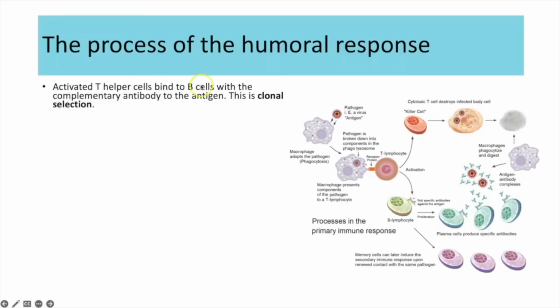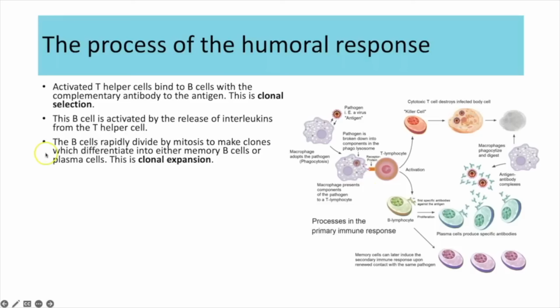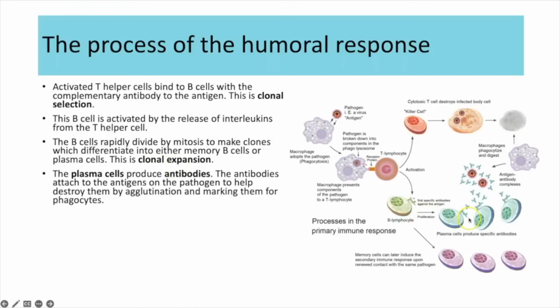So once the B cells have been selected correctly for clonal selection, that B cell is then activated by the release of interleukin chemicals from the T helper cell. That causes the B cells to rapidly divide by mitosis to make clones, and those clones then differentiate into either memory B cells, which we can see down here, or into plasma cells. So this stage is clonal expansion. The plasma cells are responsible for making the antibodies, and those antibodies can then go on to do one of those three roles that we discussed in the previous slide.